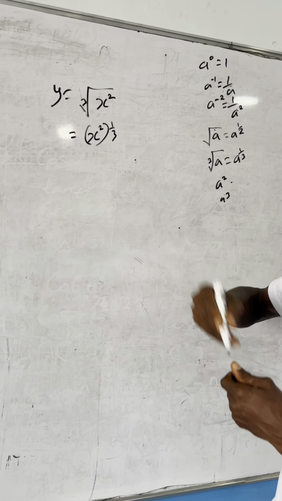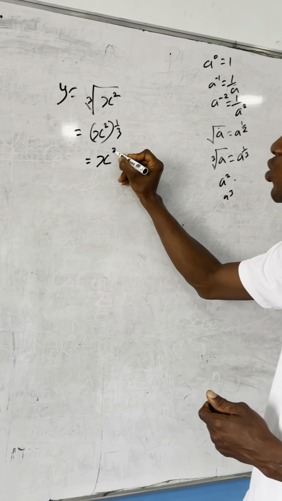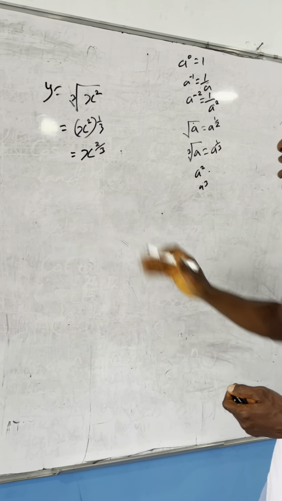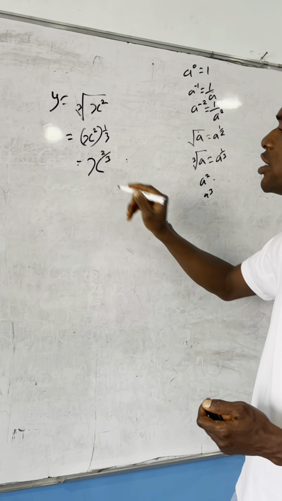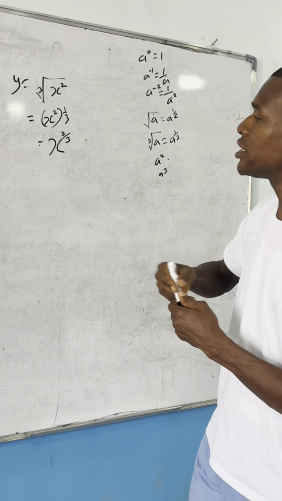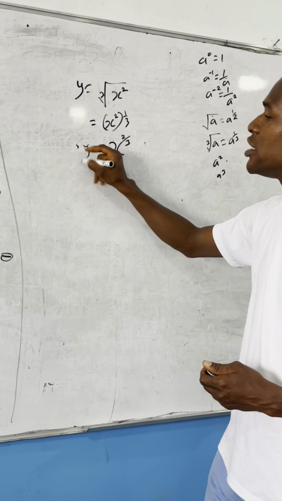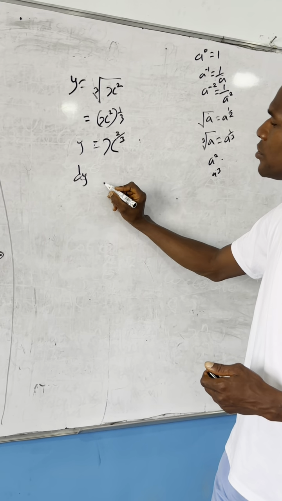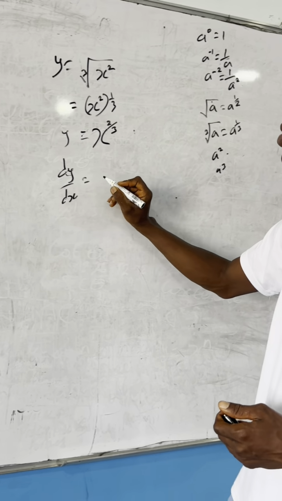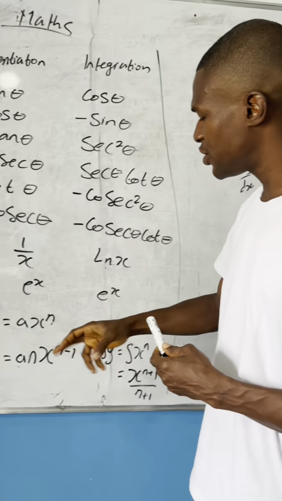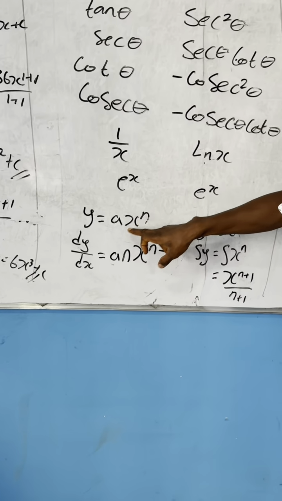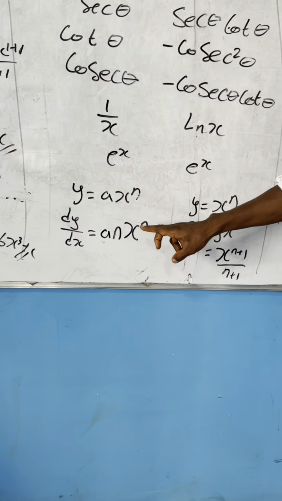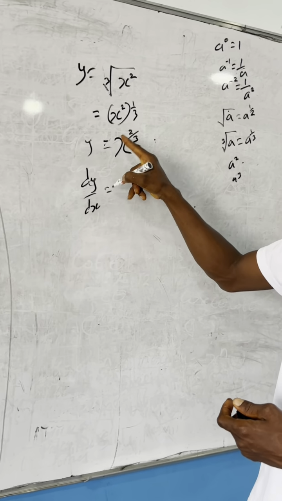So we are going to open the bracket, which is now x raised to power 2 over 3. We have not done anything yet. What should we do? We are now differentiating. So dy over dx is equal to differentiation. Differentiation, this times this times this, then remove 1. It is the same way here.